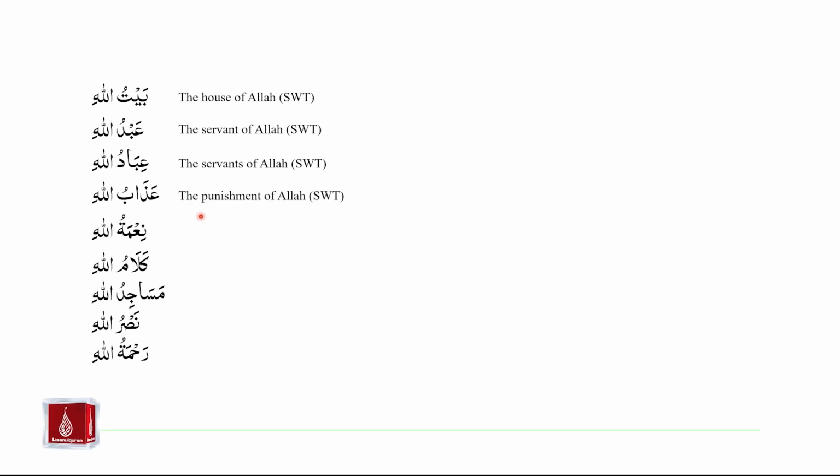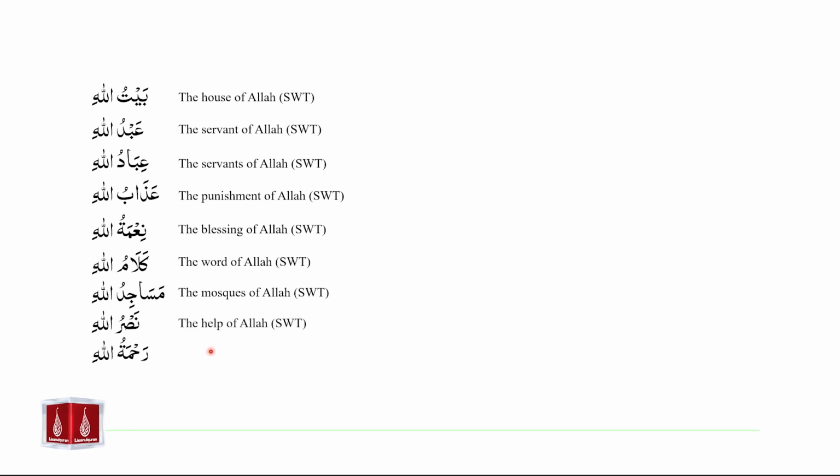Azabullahi, the punishment of Allah. Ni'matullahi, the blessing of Allah. Kalamullahi, the word of Allah. Masajidullahi, the mosques of Allah. Nasrullahi, the help of Allah. Rahmatullahi, the mercy of Allah subhanahu wa ta'ala. Khashyatillahi, the fear of Allah.